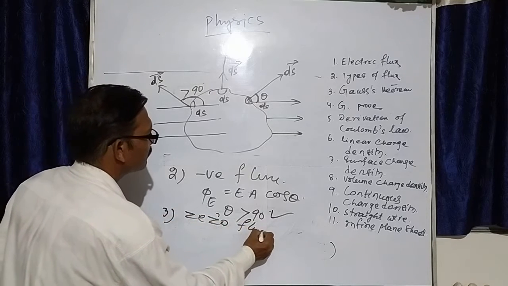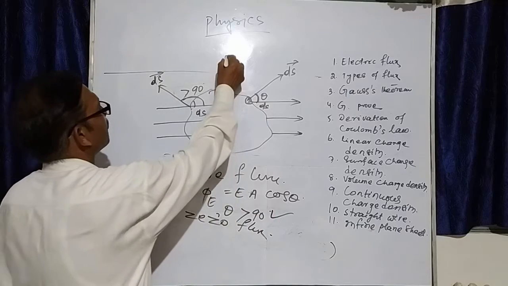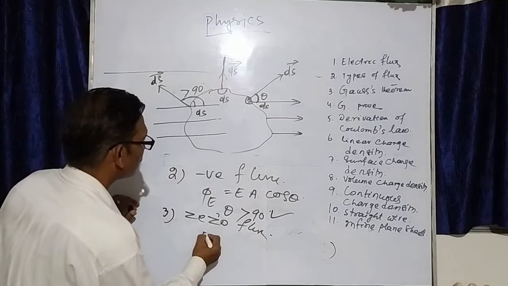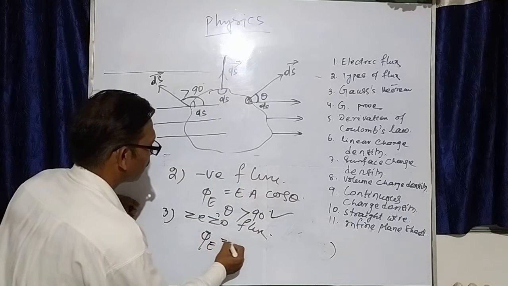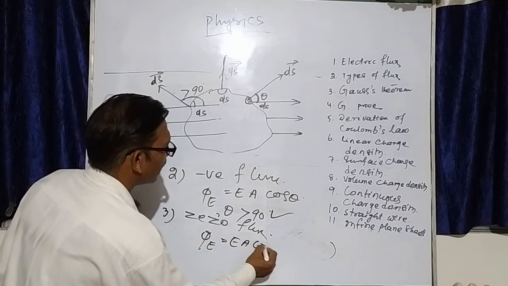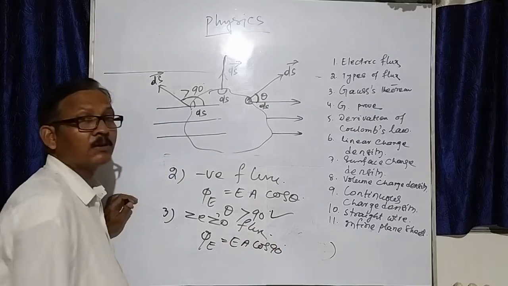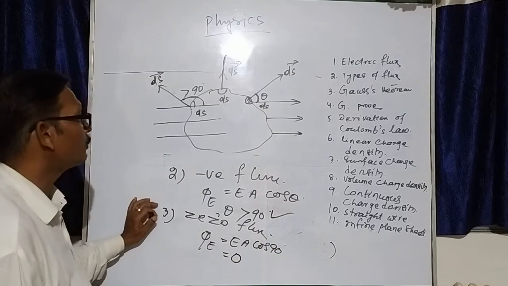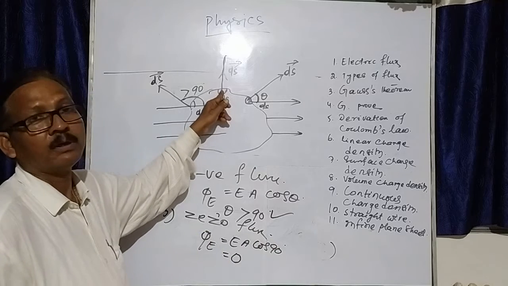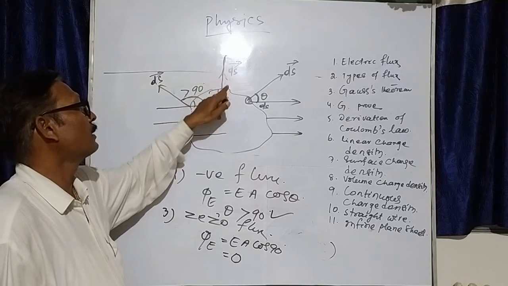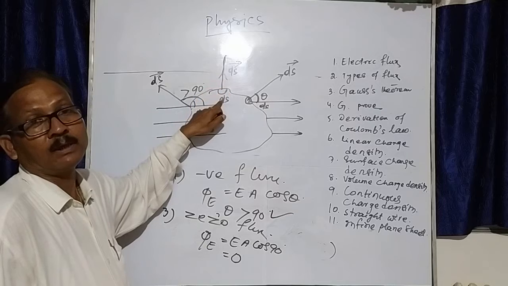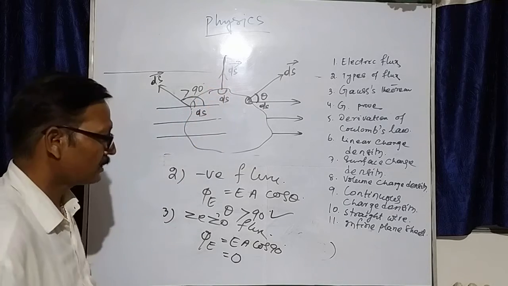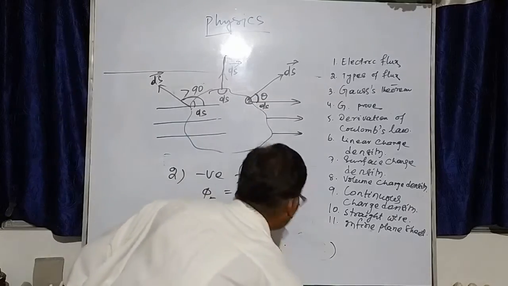Zero flux. Zero flux means the vector area is perpendicular to the surface. So phi E is equal to E A cos 90. Cos 90 is equal to 0, so this is equal to 0. Flux is 0 means the area vector is perpendicular to the lines of force, to the electric field. This is one of the types of flux.